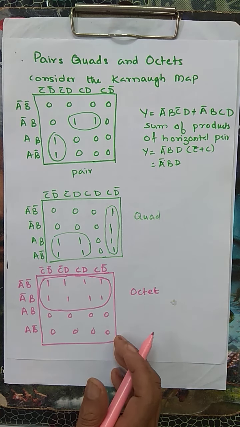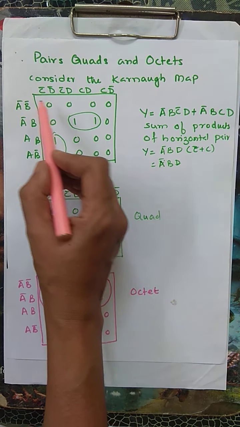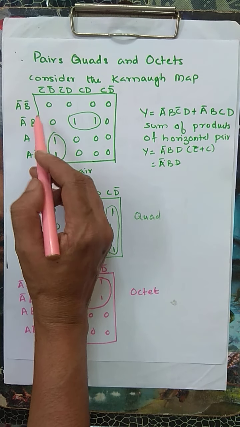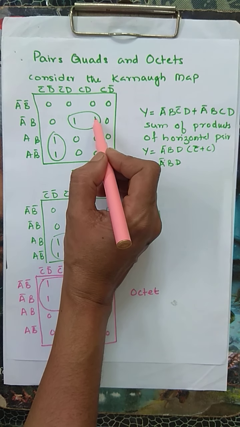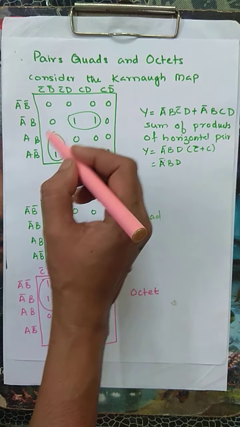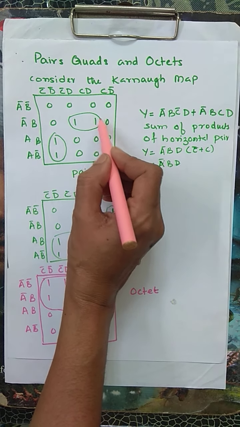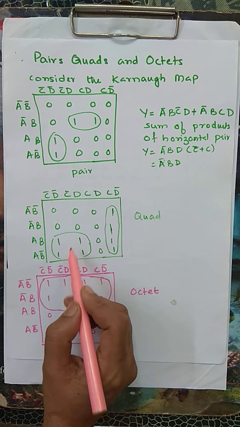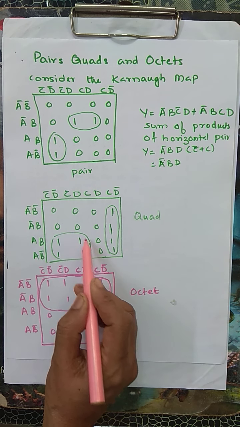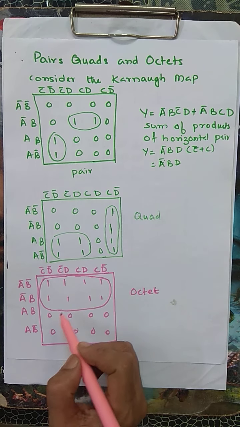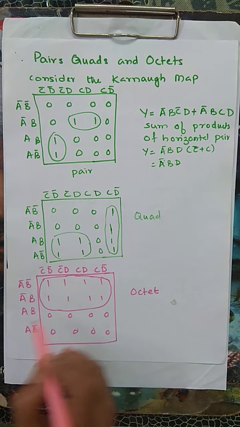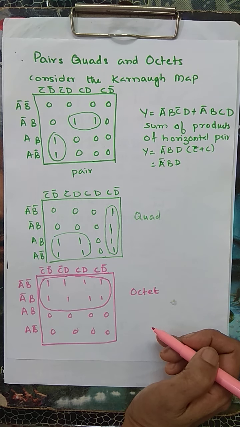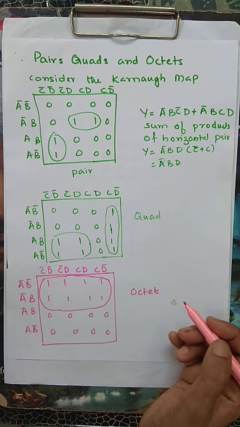Now pairs, quads and octets. I have simply drawn a Karnaugh map for a 4 input case. If I am having 2 ones nearby, I can group together. This is grouping. This is one pair, this is another pair. If I have 4 ones together like this, 4 together will become a quad. If I have 8 ones nearby which can be grouped, it forms an octet. The advantage of this pairing is again simplification.